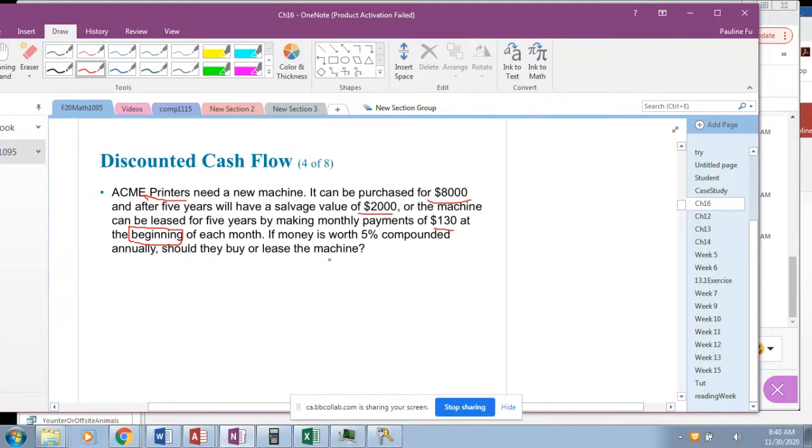This question is very practical. When you purchase a big item, for example a washing machine or a big TV, you may face the two options. Do you want to buy or lease? Even for a house, right now, do you buy a house or do you lease a house? Same principle. You just change the numbers.